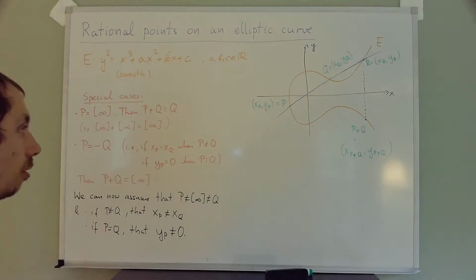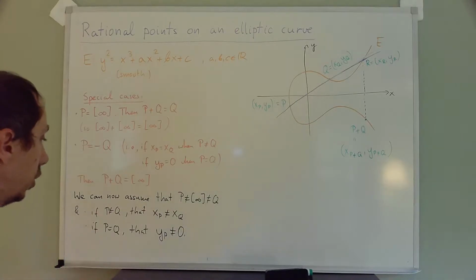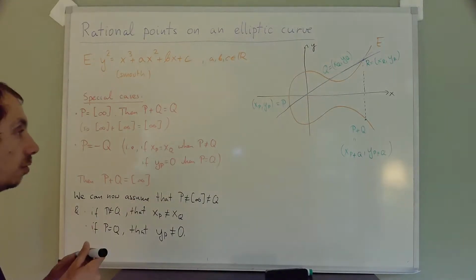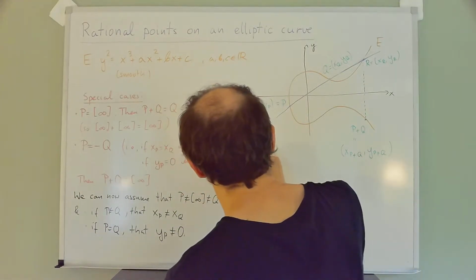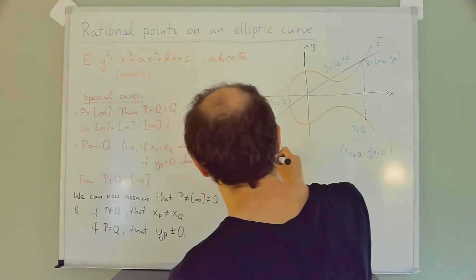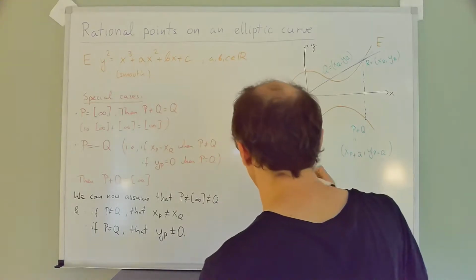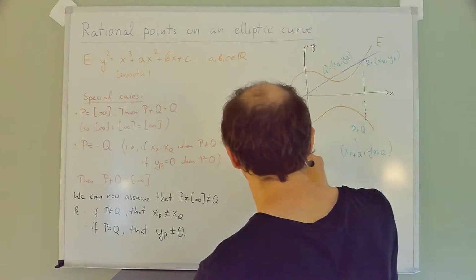So we're first going to go after the assumption that P is not equal to Q. So first, P is not equal to Q. None of them are infinity.